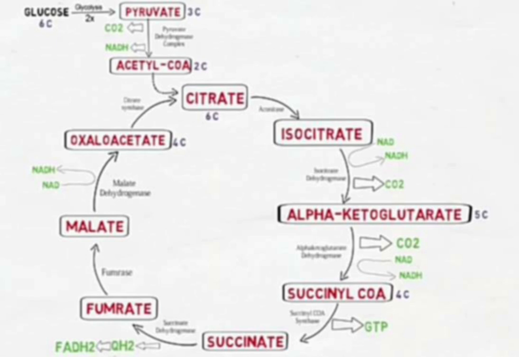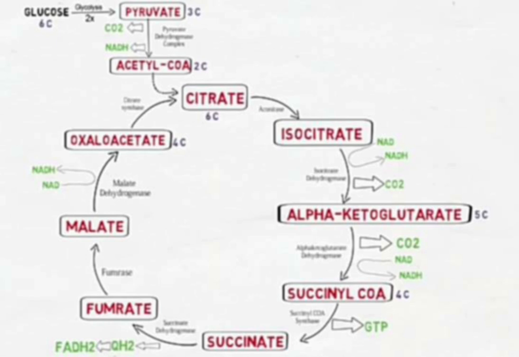Next, the isocitrate is oxidized into alpha-ketoglutarate by the enzyme isocitrate dehydrogenase. And in this reaction, a molecule of NAD is reduced to NADH, and a molecule of carbon dioxide is generated. Hence, the alpha-ketoglutarate is a 5-carbon compound, since one carbon is lost as carbon dioxide.